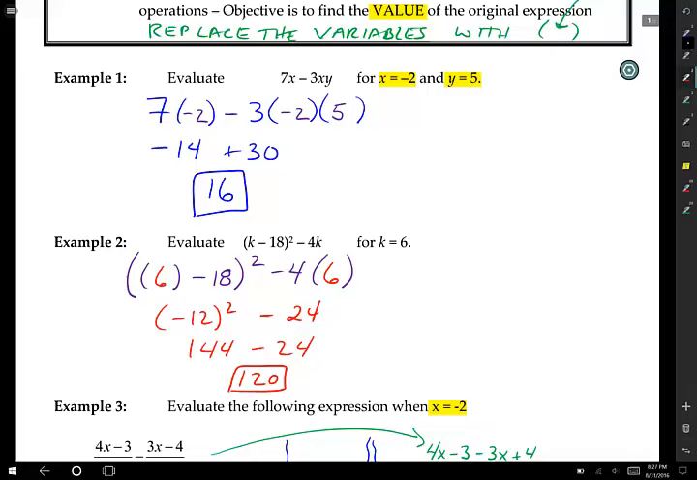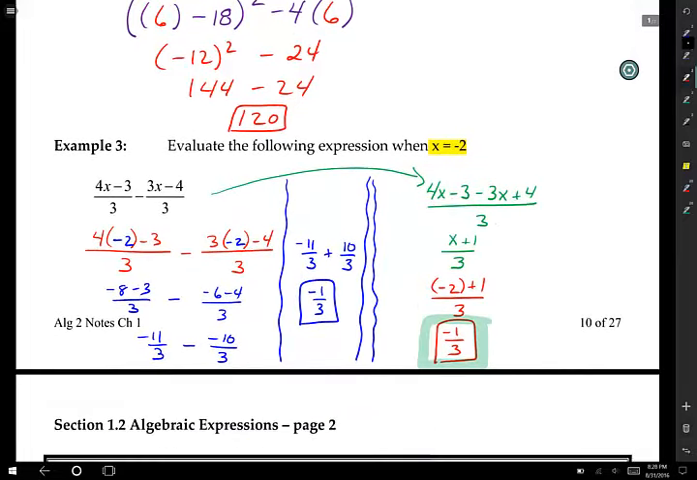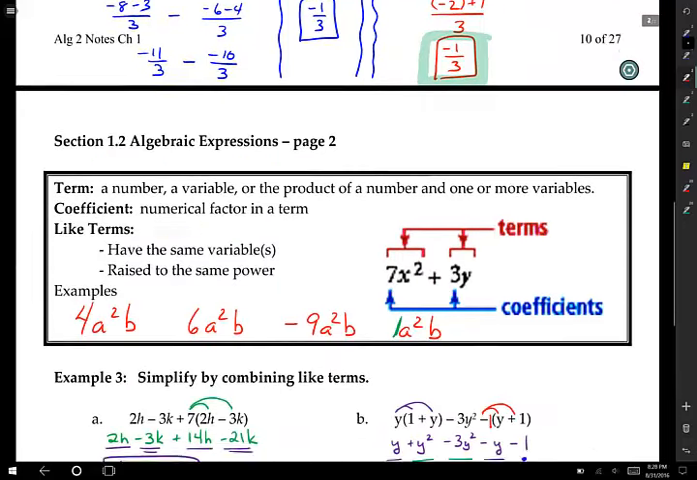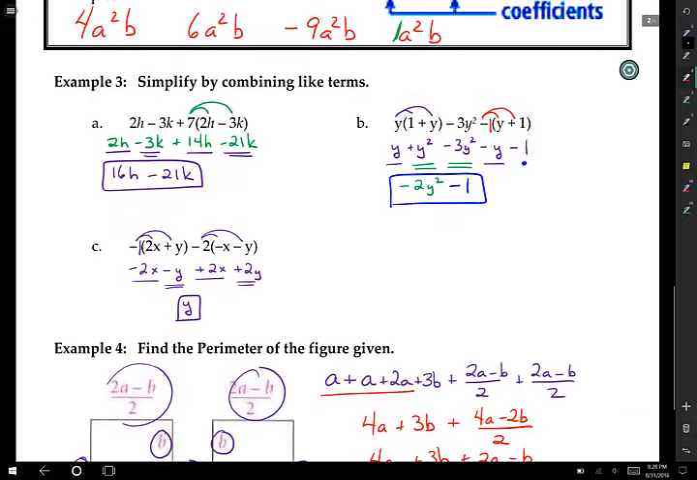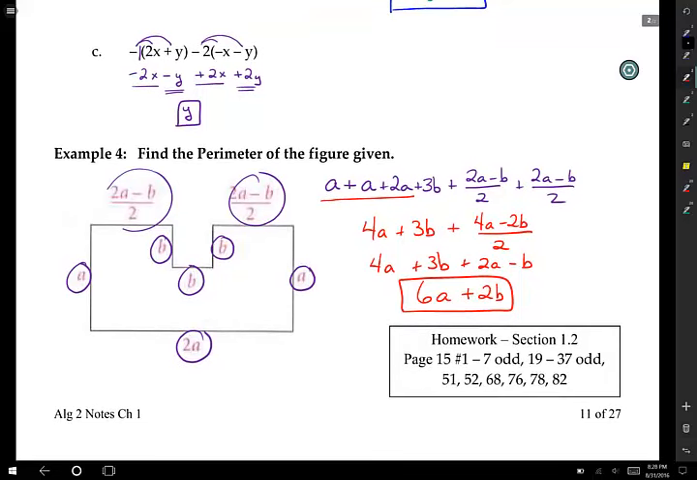We reminded ourselves about using parentheses and putting them into a problem to make sure that we don't make simple errors. We also reminded ourselves that sometimes it's easiest to simplify first before we evaluate to make a problem easier. Then we reminded ourselves about like terms having the same variable and the same exponent. Distributing a negative came up a couple different times, and paying attention to distributing that negative before we combine our like terms. And then lastly, finding the perimeter of an object, being careful that we're identifying all the different parts and adding them together carefully as we work through our problem.